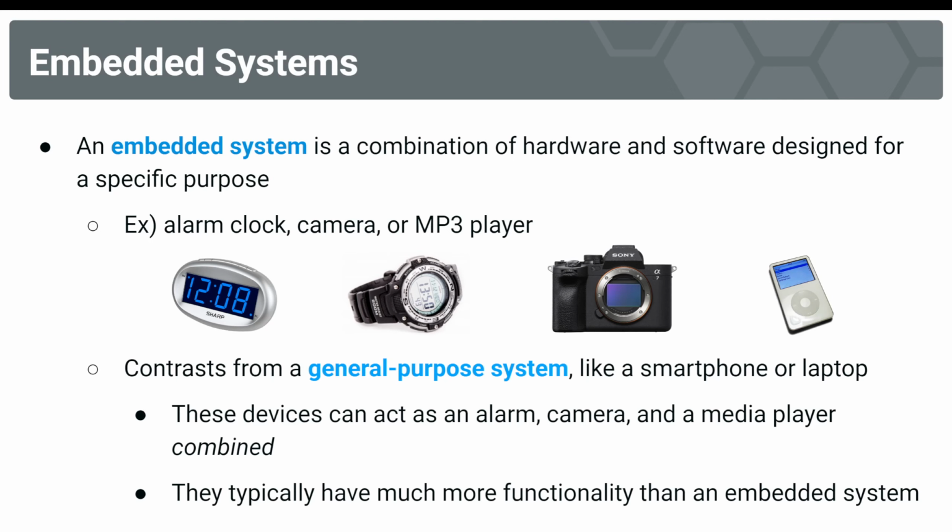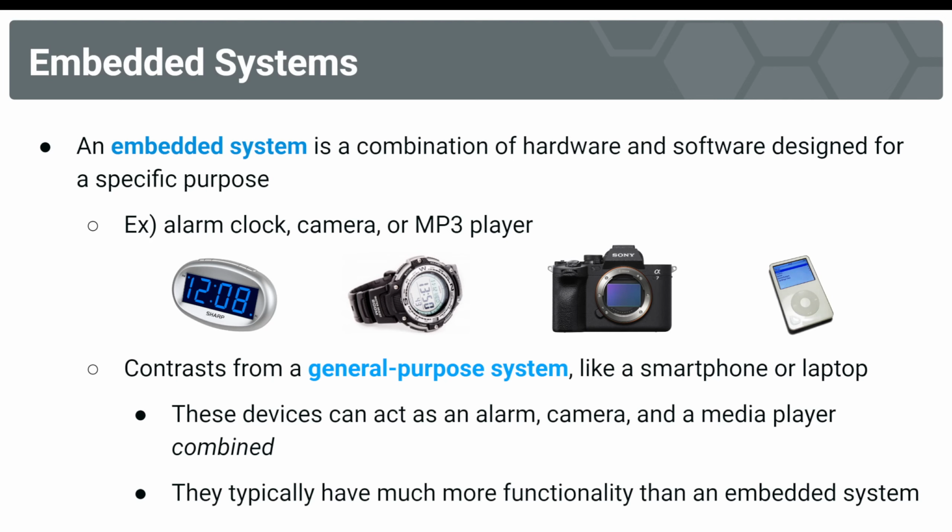That's its only job. And this contrasts from a general purpose system, like a smartphone or a laptop. You have these devices and you know they can do more than one thing. They have a set of applications. Often you can take an alarm clock and set it within your phone. It's a camera as well. It's a media player. You can watch YouTube on it. You can scroll through Instagram Reels. It's a general purpose system.